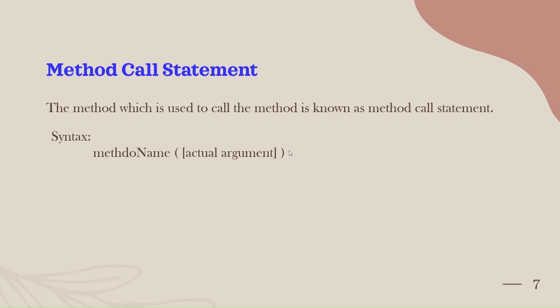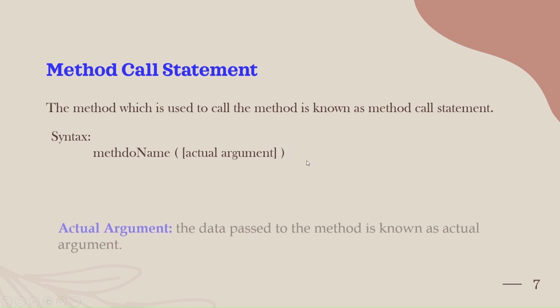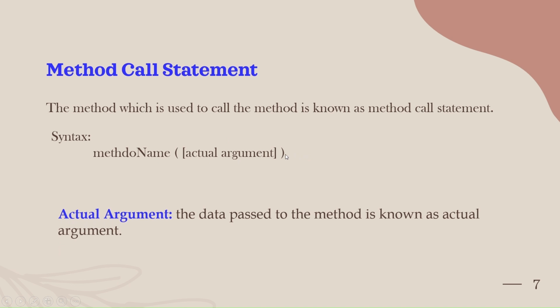And I forgot to mention the semicolon here to end the method call. The next one is the actual argument. The argument which is passed dynamically, in real time, is called an actual argument. When you run the program, you have to give an input. That input is called an actual argument. So the data passed to the method is known as an actual argument.